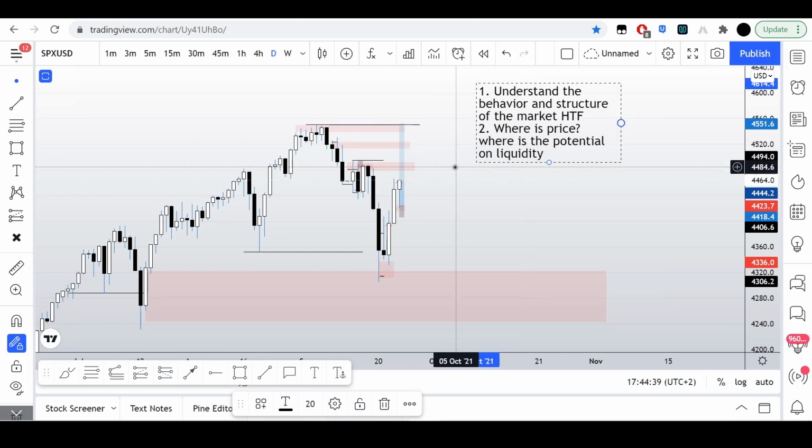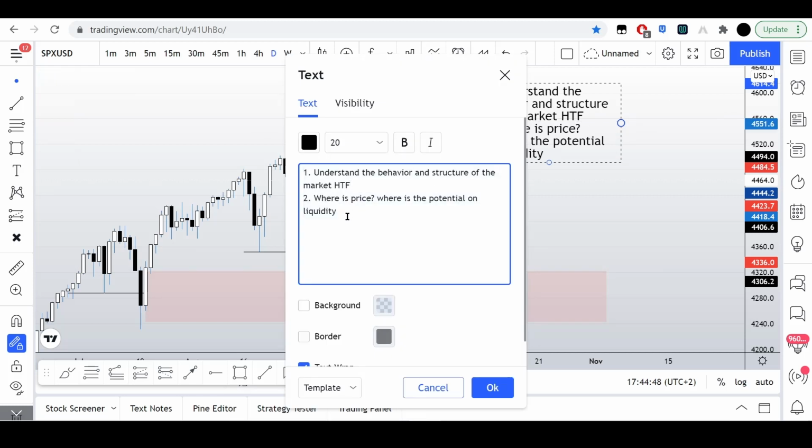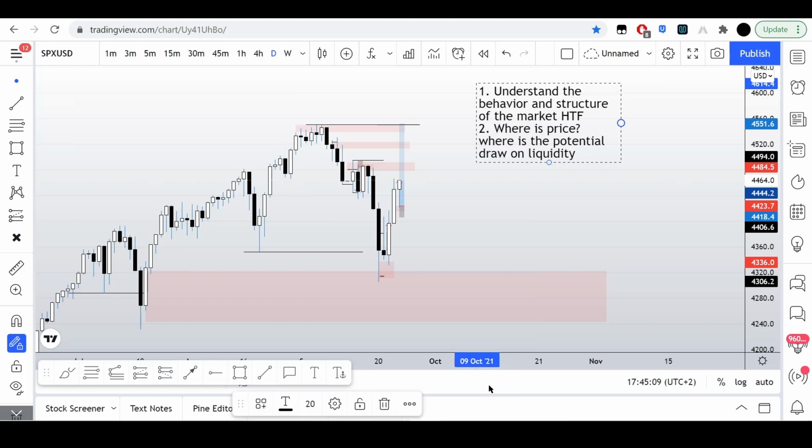Once you have this foundation, you can add anything you want to it. You understand premium and discount, right? You understand the higher time frame structure and the behavior and structure of the market. And then you understand where the potential draw on liquidity is. Once you understand these two, everything's set and good.